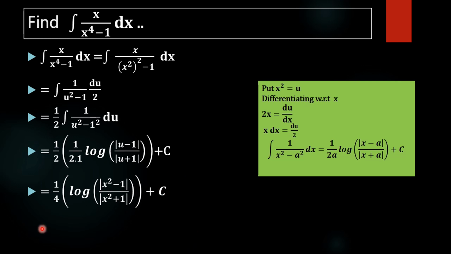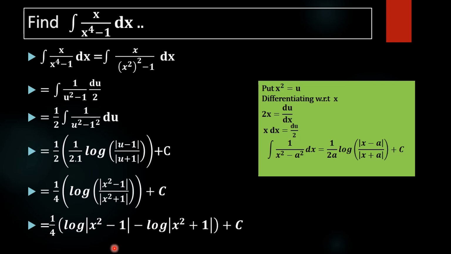Again, we know that log a by b equals log a minus log b. Then, by using that formula, we will get 1 by 4 into log mod x squared minus 1 minus log mod x squared plus 1 plus c. This is our required answer.